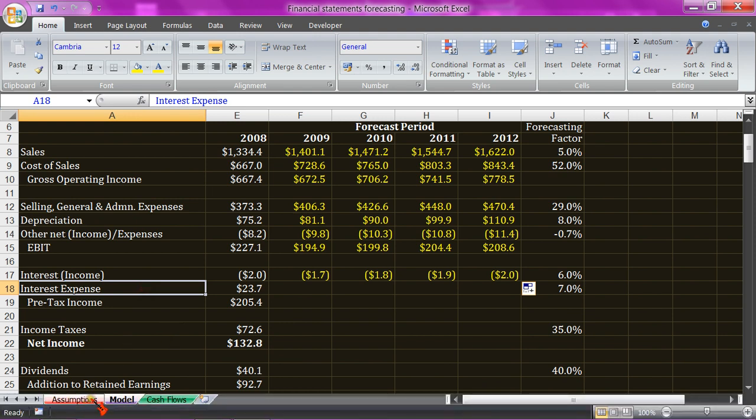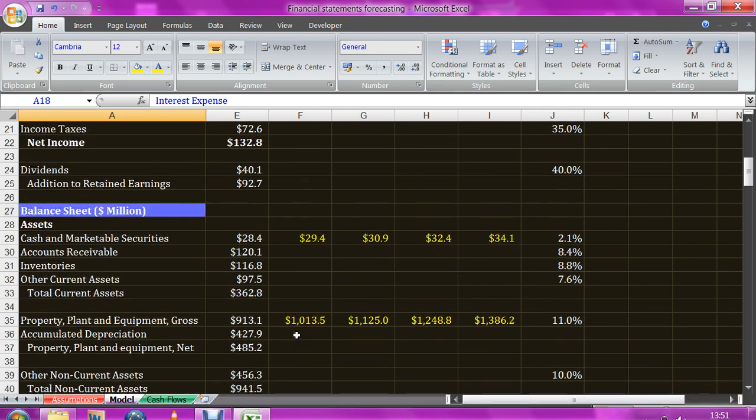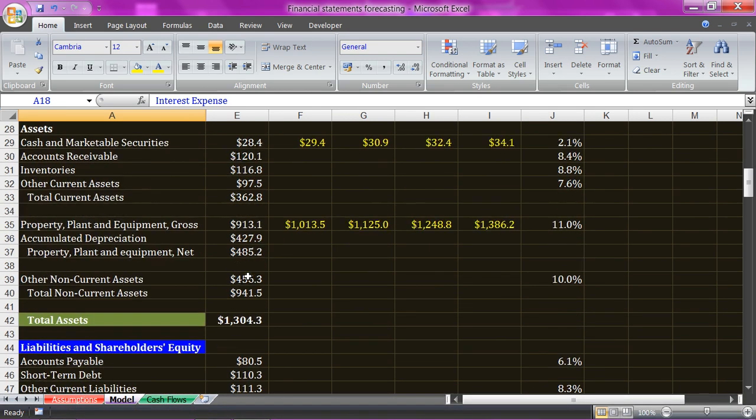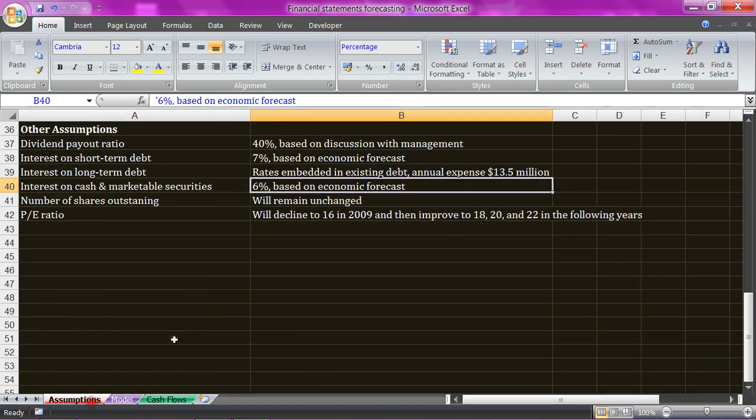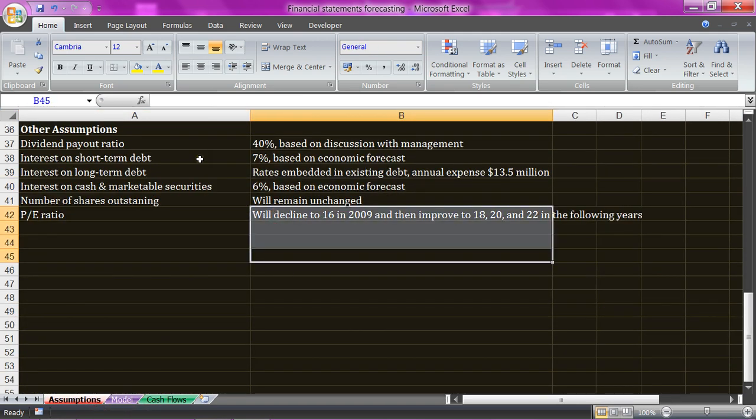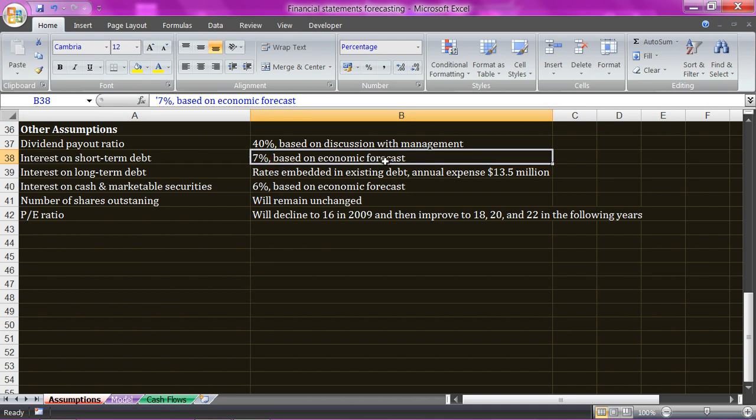Afterwards, interest expenses will be based on short term debt and long term debt. We need to calculate what is short term debt and what is long term debt. The interest rate on short term debt is 7% based on the economic forecast. The interest rate on long term debt remains the rates embedded in existing debt, annual expenses of 13.5 million, which means it is constant every year.